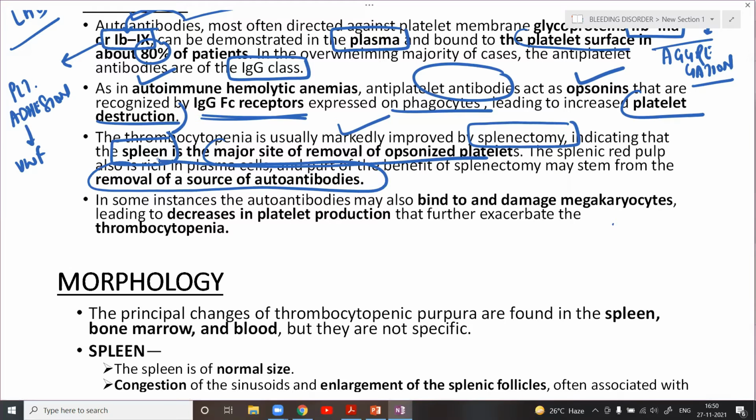The first advantage is what? That the destruction of platelets will come down because opsonization will not occur. And the second important thing is the removal of the source of autoantibodies. Okay, is it clear to everyone?